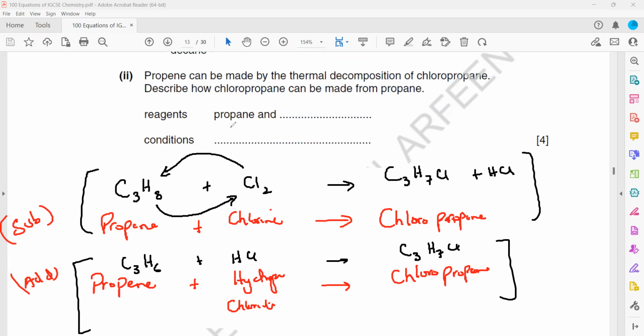So in the question, we want to produce it from propane. So what reagent do we need? We need chlorine here. And what are the conditions for this reaction to happen? We need UV or ultraviolet light. It's a photochemical reaction. Photochemical reaction means the reaction which initiates or occurs in the presence of light. We call them photochemical reactions.